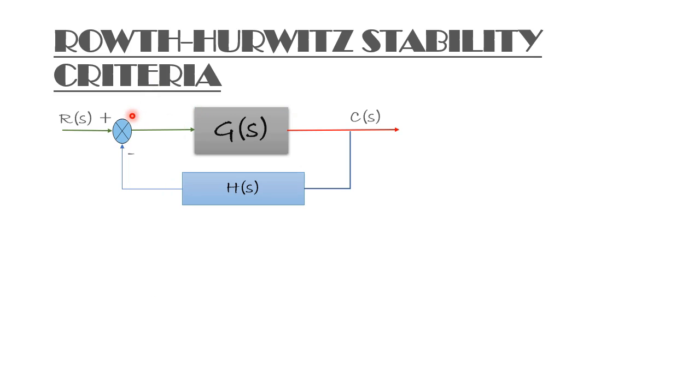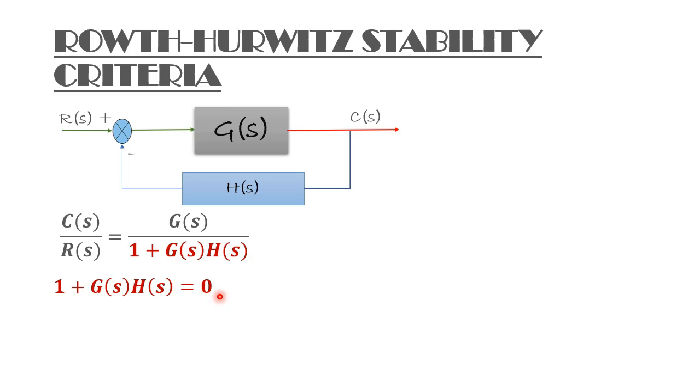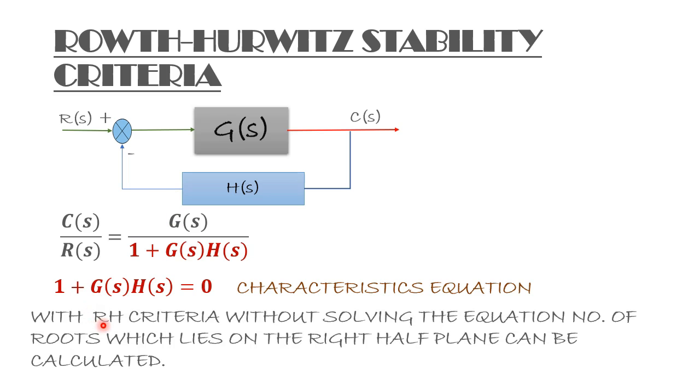Okay, so overall transfer function will be given as G(s) upon 1 plus G(s)H(s), and this red mark denominator 1 plus G(s)H(s) is 0. For Routh Hurwitz we make the characteristic equation equal to 0 for determining the poles of the system. So this whole term is called the characteristic equation. And Routh Hurwitz is a criteria in which, without solving the whole equation, the number of roots which lie on the right half of the S plane can be calculated.